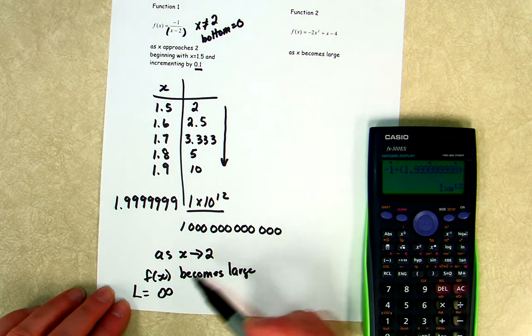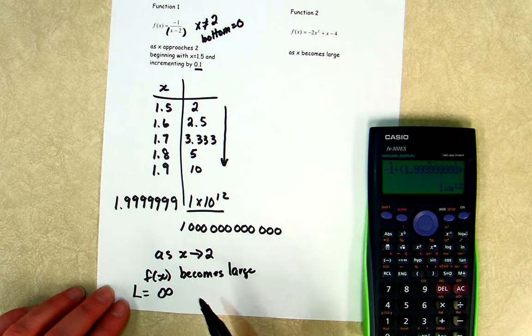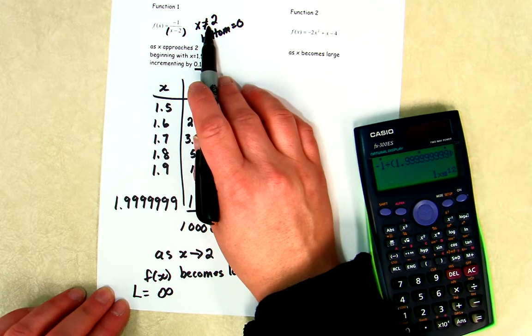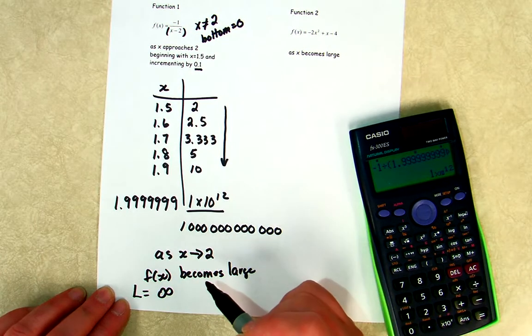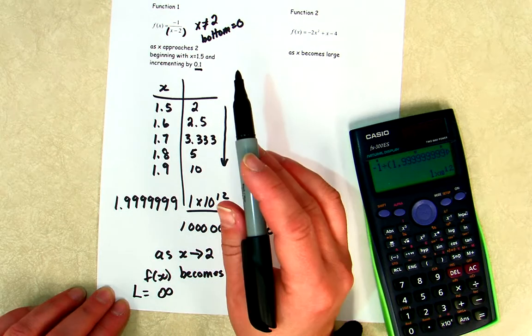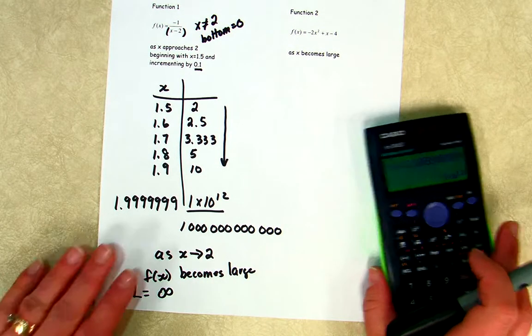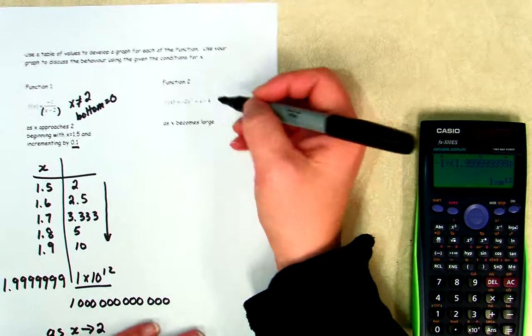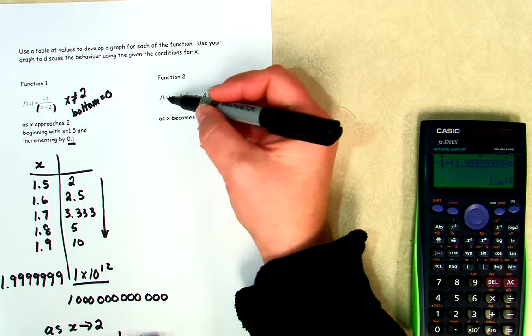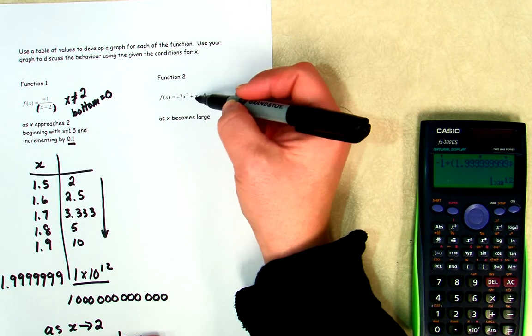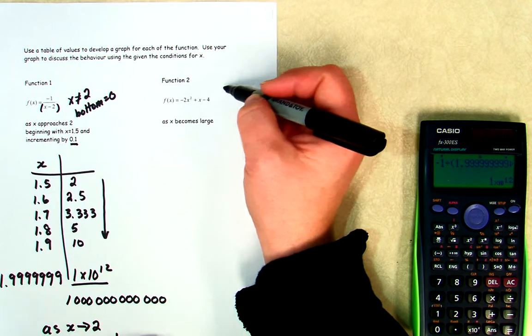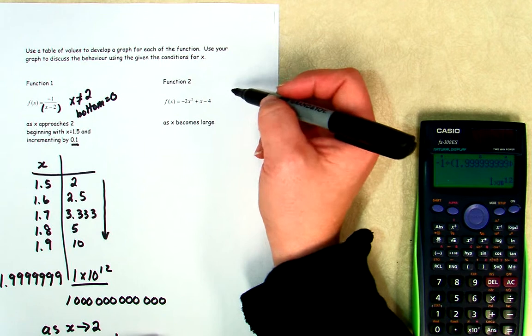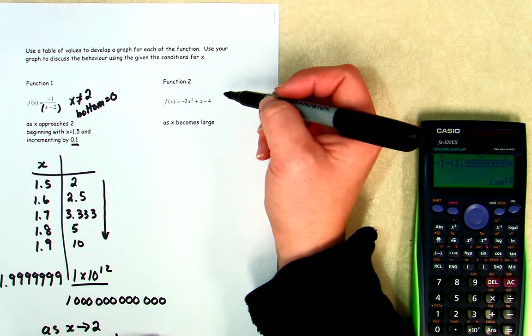So if I were to graph it, I would have an asymptote at x equal to 2, because x can't be 2, and it would be approaching positive infinity as we got close to 2. Function 2 is f(x) = -2x² + x - 4. Now there's no obvious holes in the domain, and by that I mean x's that we couldn't use.